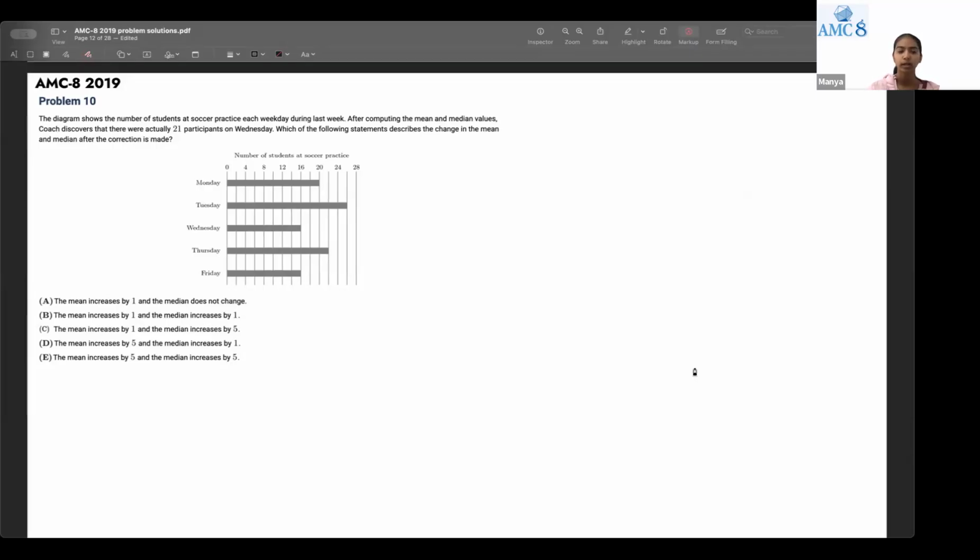So what's the mean and what's the median? So the mean would be the average. So I wrote average here. And the median would be the middle number.